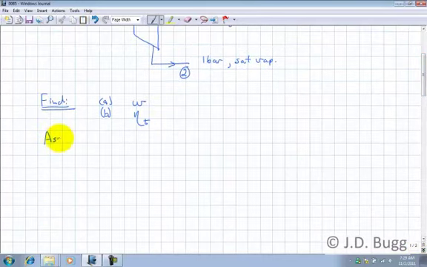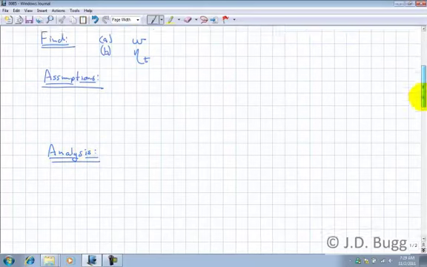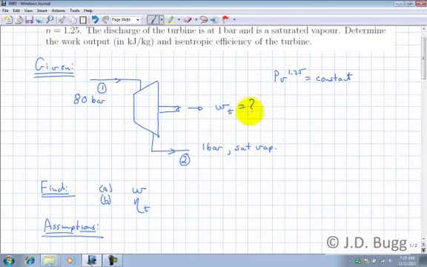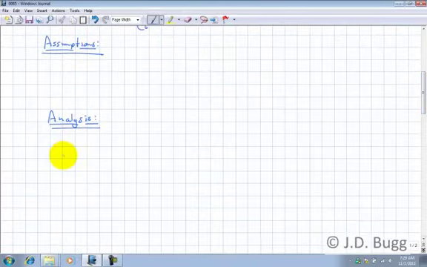So our assumptions list. We'll start the assumptions list and fill it as we go. The analysis. Notice we're looking for the work of the turbine. So that's what we're trying to find. So let's start with the energy equation, and we're going to do an open system, control volume, energy balance on this component. As always, we start with our full energy equation.